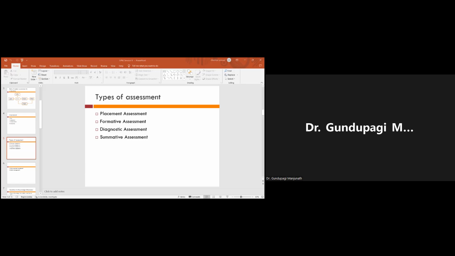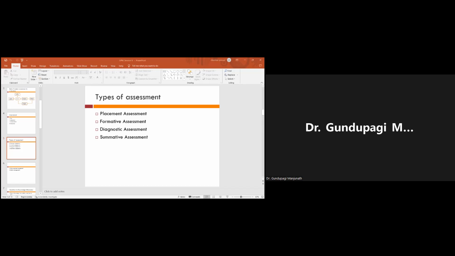See, summative assessment is generally done at the course end. Why is it done at the end of the course? Because the student has to be provided with the course grade, and we have to assess whether the student is eligible for the certification or not.